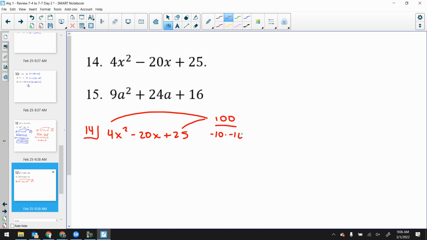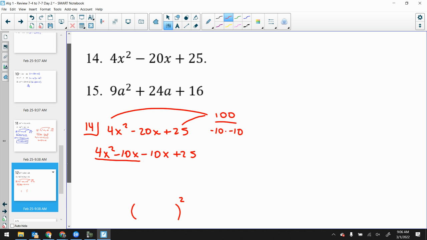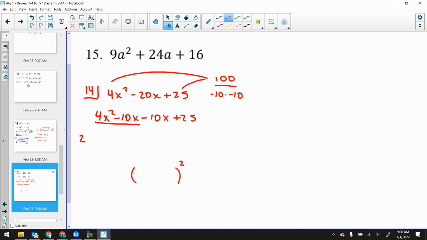Negative 10, negative 10. So we have a 4x squared minus 10x minus 10x plus 25. Now remember, this is a special case here, right? So as part of my answer, I know that I'm going to end with that binomial squared. That's what that double factor is telling me. Preston, what's my GCF out of my first two terms? And that leaves me with a 2x minus 5.